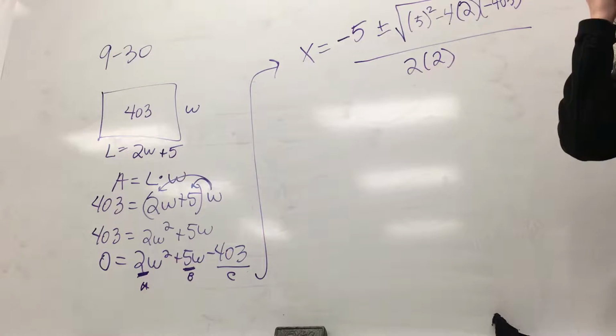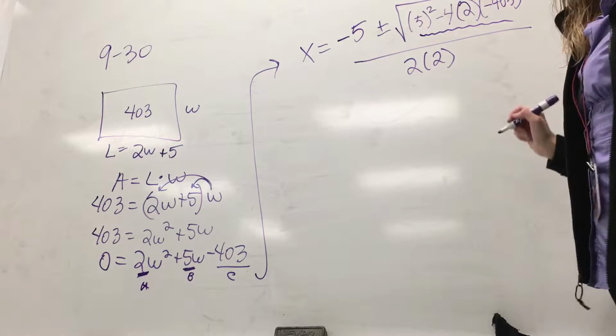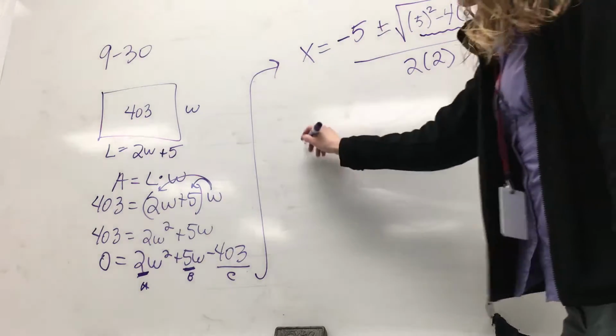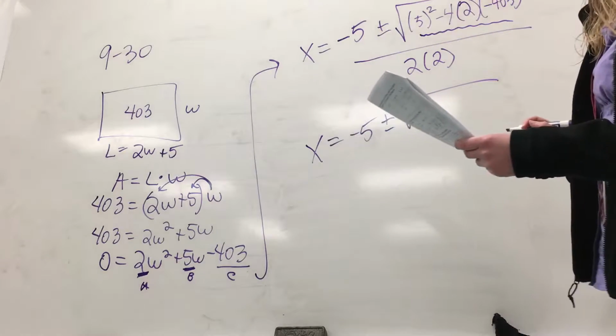Okay? So the next step we're going to do, I would suggest typing in the stuff underneath the square root sign first. Okay? So if you do that, so you still have the square root sign in there.